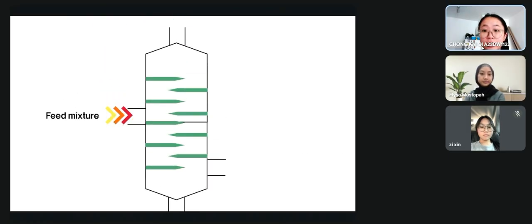So this is the distillation column. The mixture, which is called the feed, will enter from the middle of the column. Before that, it is heated in a furnace. So part of it becomes vapor, while the rest will remain as liquid.